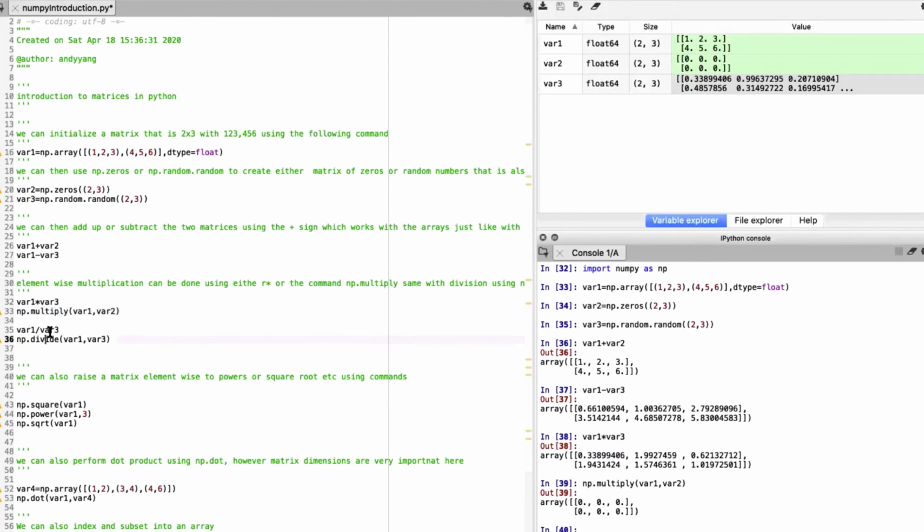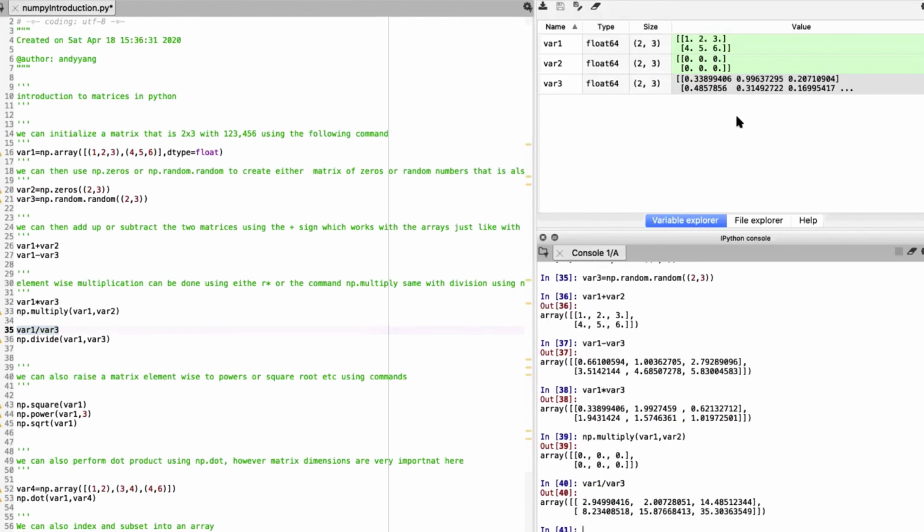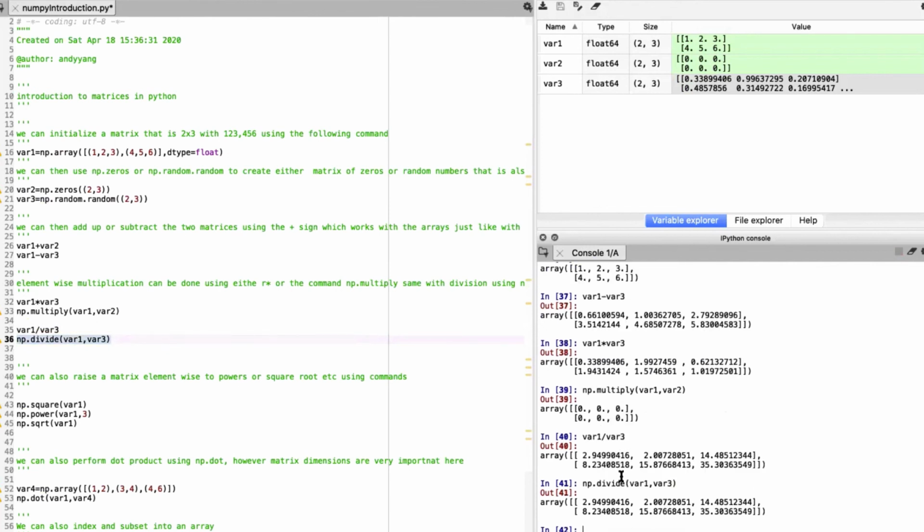Okay, so the same thing for division. Element-wise, once again, just the slash sign, right? 1 divided by 0.33, that's essentially multiplying by 3, which is why it's 2.94, and the rest of them are the same thing. And once again, np.divide, same command, same thing, right? You get the same exact result, just different syntax.